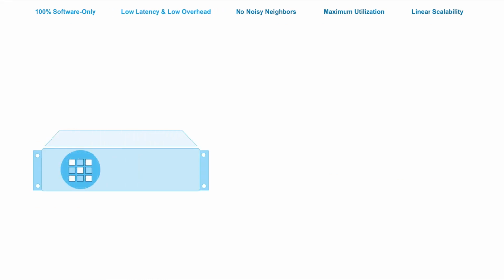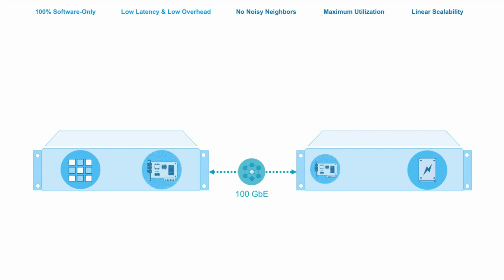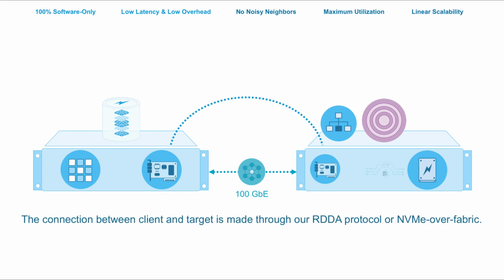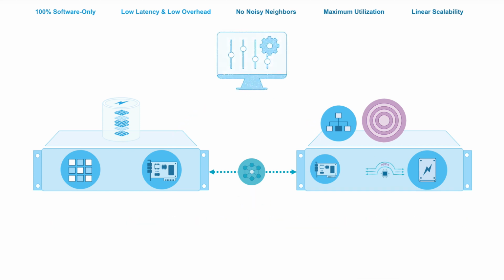The server on the left is an application server. The server on the right is a target server with an NVMe device. The servers are connected over a high-speed network. The topology manager and the target software run on the target server. The application server runs our client software. The connection between the client and the target is made through our RDDA protocol, which is similar to NVMe over Fabric, but with lower latency and no target-side CPU overhead.